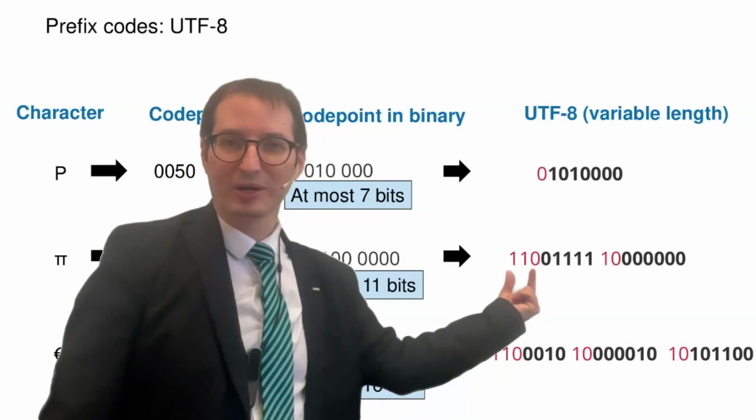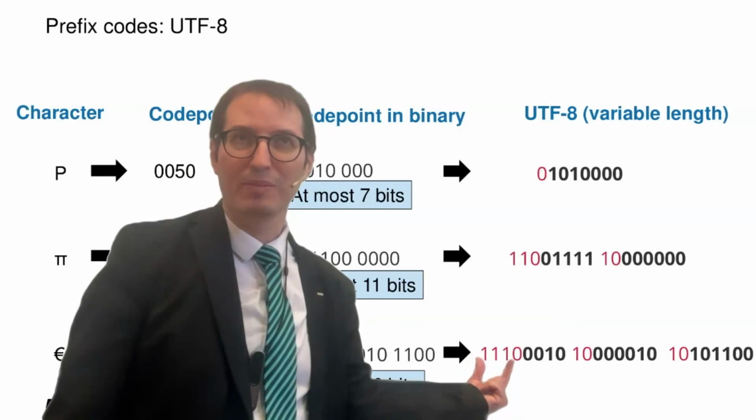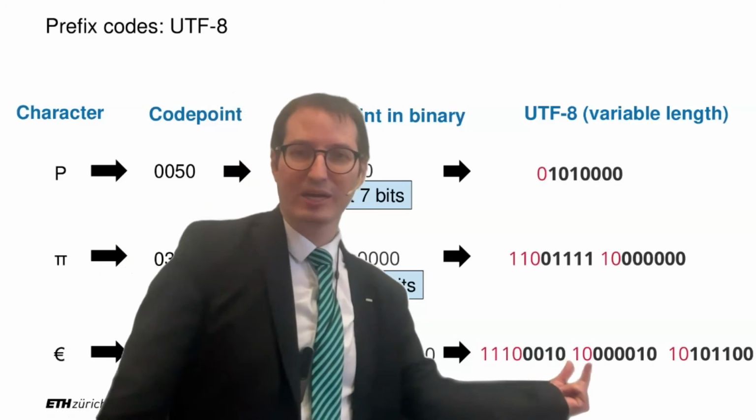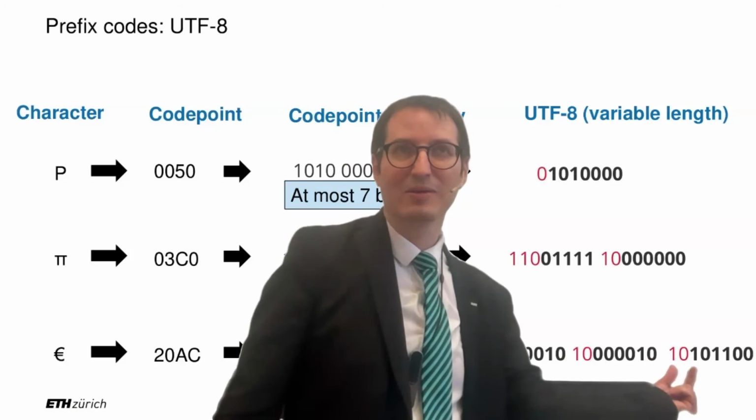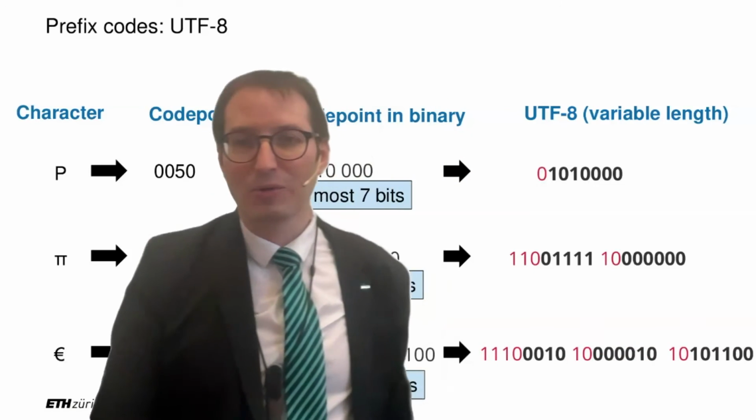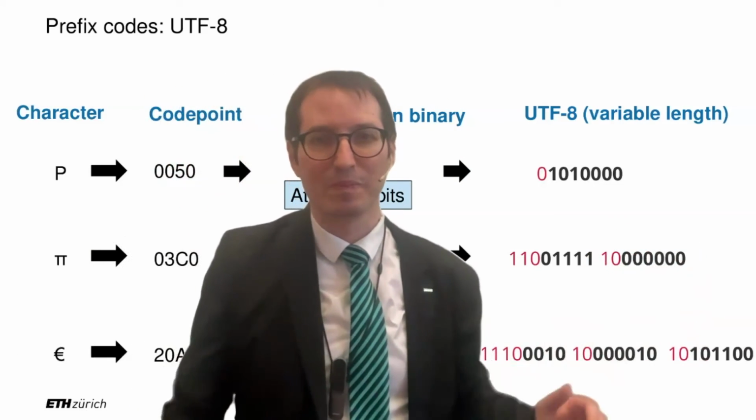1110, it needs to be different, right? That tells me there's going to be 3 packets. And then I have again this 10 that tells me this is a continuation packet, right? And now you see it's elastic, it grows.